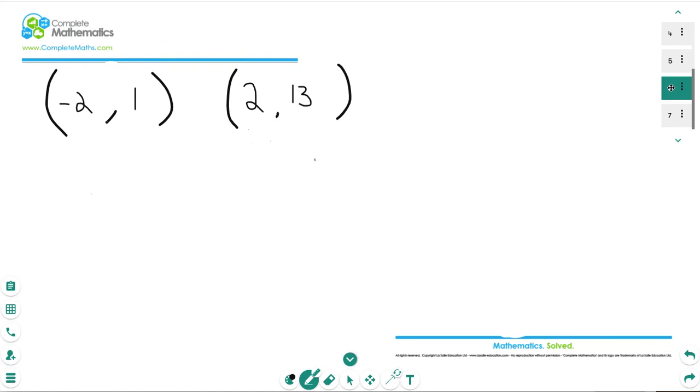Here's one for you to try. Pause the video and have a go for yourself. We'll then work through a worked solution. Time to pause the video.